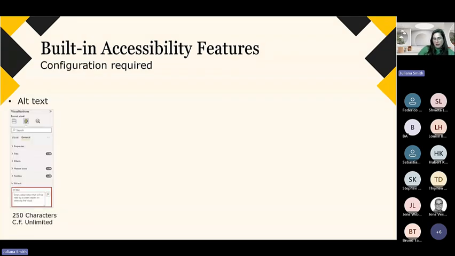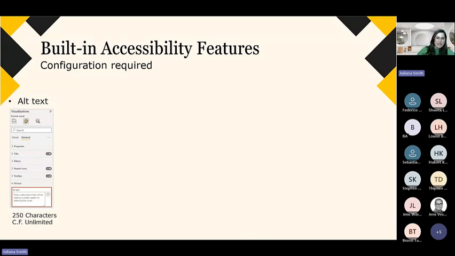Now, Power BI also has some features that require configuration from us, from developers. One of them is alternative text. If you remember, I said that Power BI is compatible by default with screen readers, yes, but it will only work properly if we add alternative text for any non-text elements. And that includes our charts, our graphics.